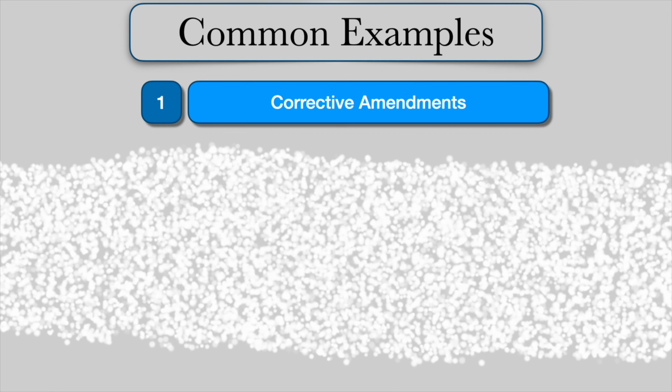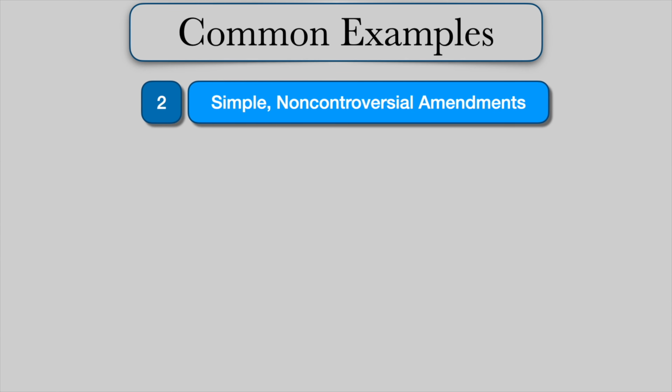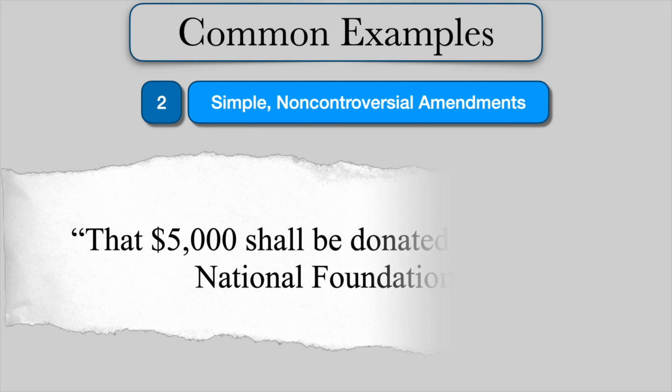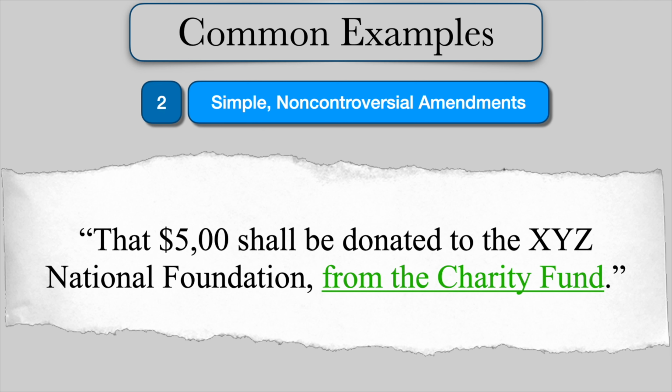Another great place to use unanimous consent is with simple, non-controversial amendments. For example, let's use the same motion, and we'll say that someone speaking in debate makes a motion to amend by adding "from the charity fund." And let's say this amendment is seconded.